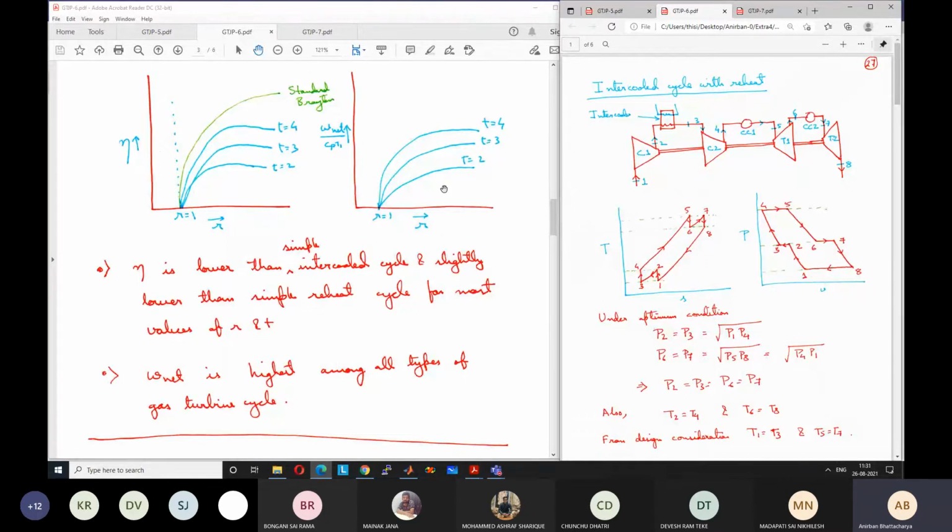Behavior is exactly similar to that of the simple Brayton cycle or reheat cycle or intercooled cycle, where the value increases with T and also increases with R up to a certain extent and then decreases. But the numerical values are very high, much higher as compared to the simple Brayton cycle and even higher compared to the reheat cycle, which we had previously seen has the highest value. So in this case, we get the highest work output, but at the cost of efficiency.